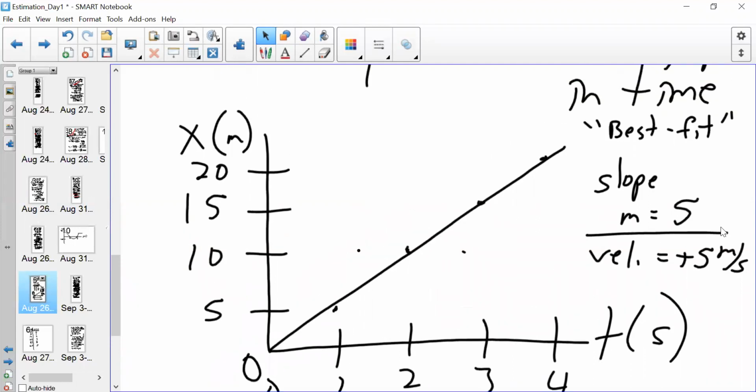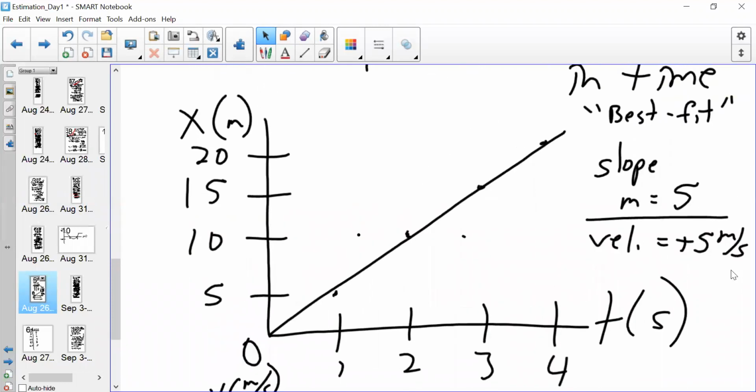So best fit line in your math is your average velocity. Best fit is average velocity. Always average anything, average acceleration, average force, average momentum, average magnetic field, average electric field. This best fit line is your average.